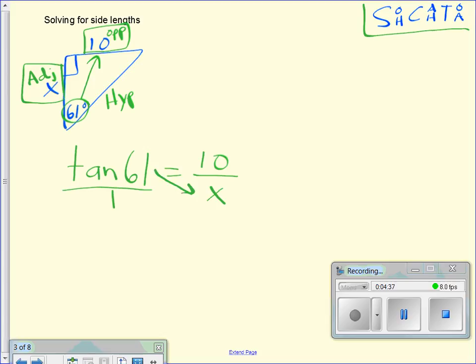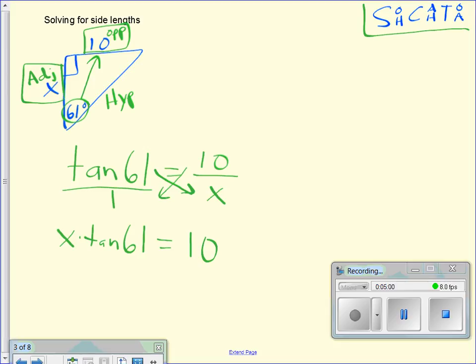All right, tangent 61 times x. Can't combine them, so it's going to stay as tangent 61 times x equals 10 times 1 is 10. All right. Now, notice I didn't combine these. Tangent 61 is very different from just 61. It is a weird decimal, so I'm just going to leave it as tangent 61 for now.